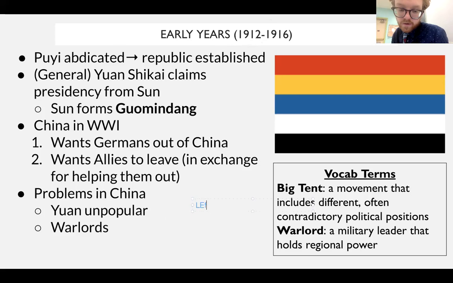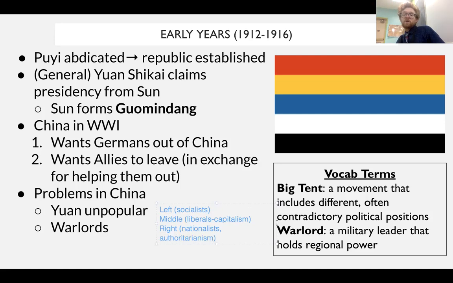So on the left wing of the Guomindang Party, we have socialists. In the middle, we have liberals. And what do liberals like? They like capitalism. And then on the right wing, we are going to have extreme ethno-nationalists. They are in favor of authoritarianism. So the Guomindang Party right now is basically anyone who is a Chinese nationalist that doesn't like the Yuan presidency.